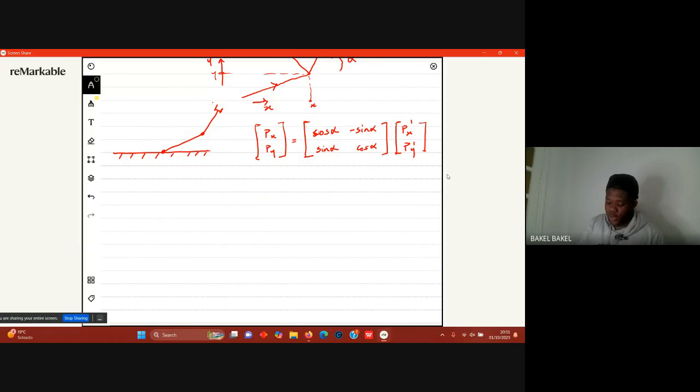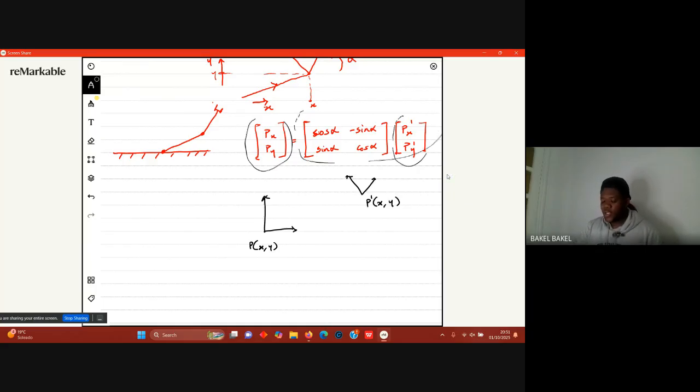This matrix here is the matrix for the frame, the frame P X Y. Then this one is the matrix of the frame P prime X Y. And then the whole equation explains where this whole frame is relative to this frame.